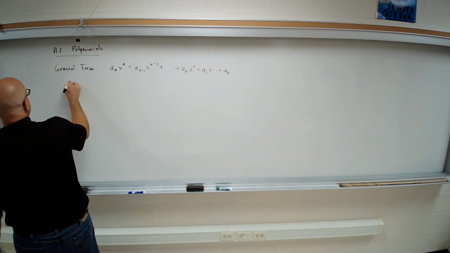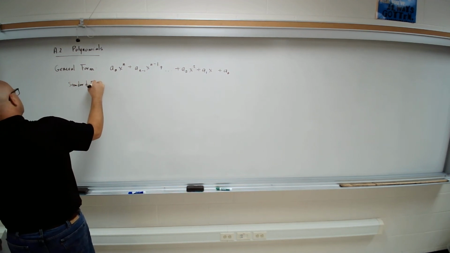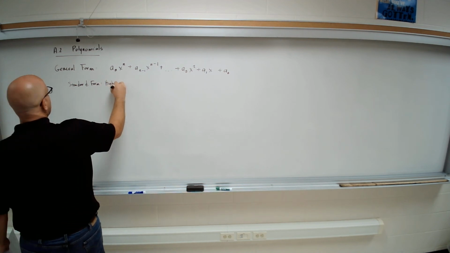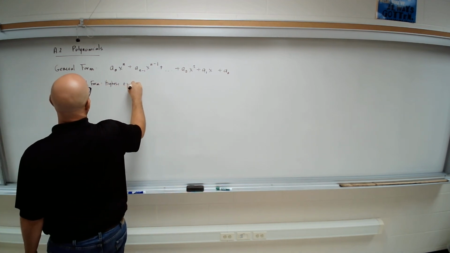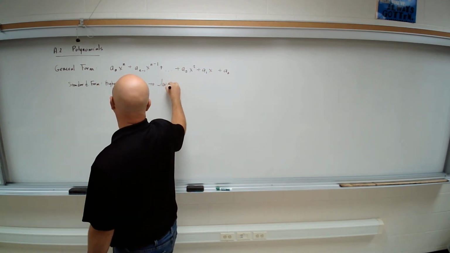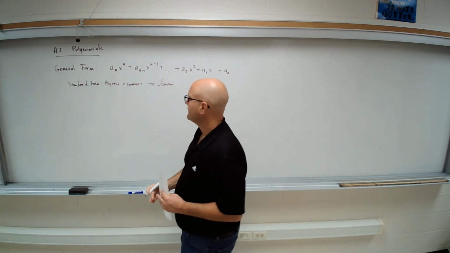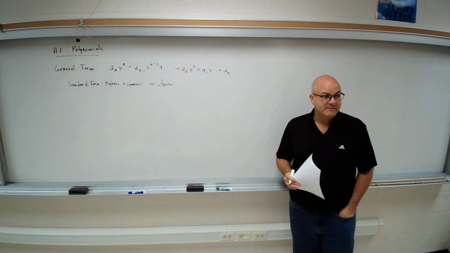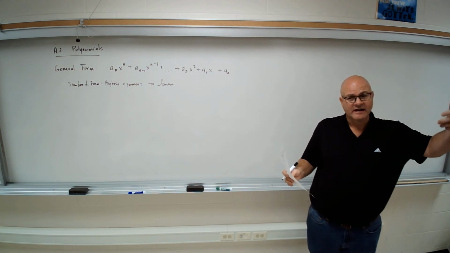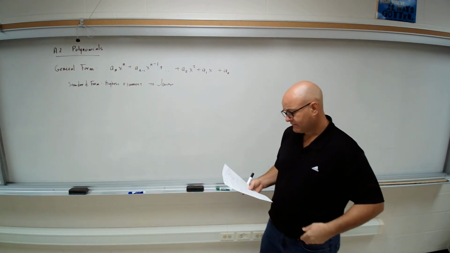A polynomial is in standard form if you go from highest exponent to lowest. Okay, so you'd have your biggest power is x to the sixth. Whatever has x to the sixth comes first, and then x to the fifth, and then x to the fourth. And we just go down from there.